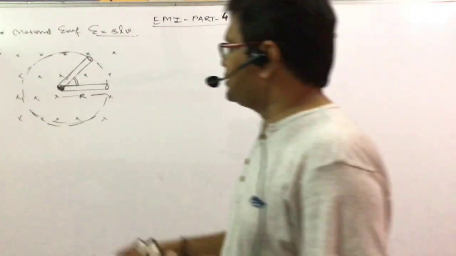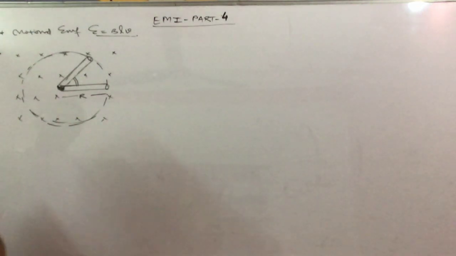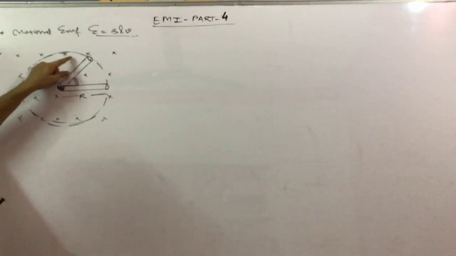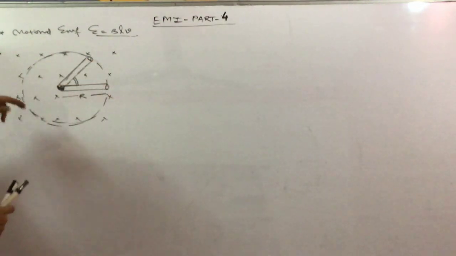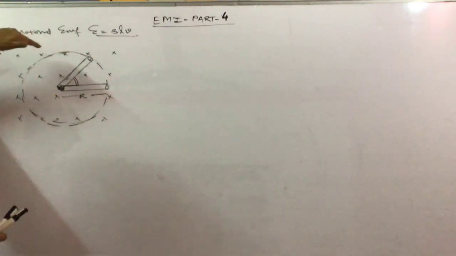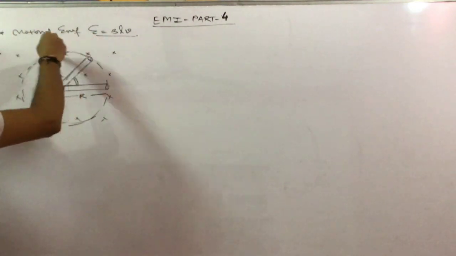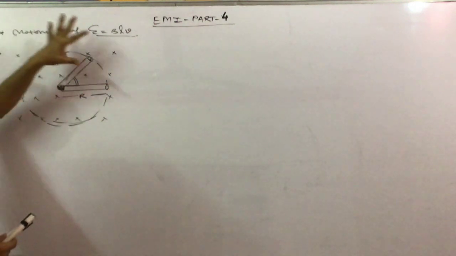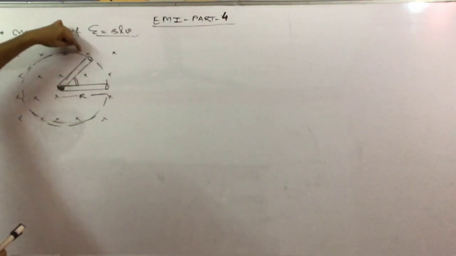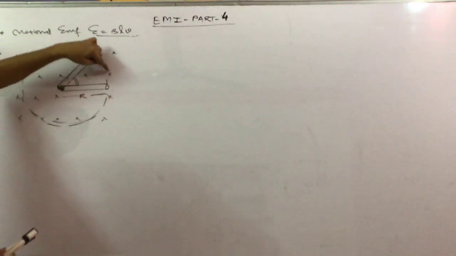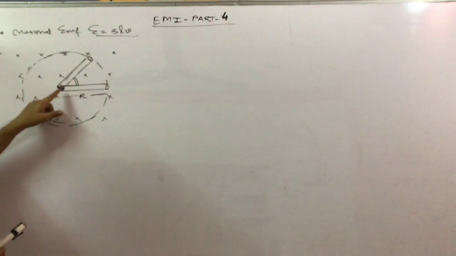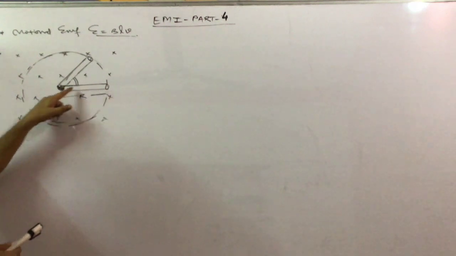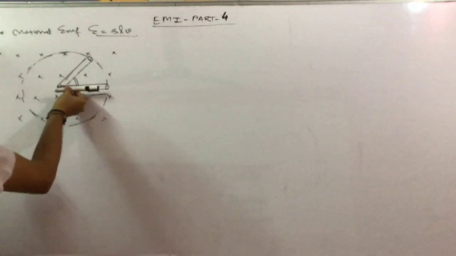So friends, you can see just in front of you there is a diagram. These are the magnetic field lines. You can see crosses. These crosses indicate that the magnetic field lines are going inside the plane of this board. So the magnetic field is going inside. In this magnetic field, there is a circular ring, and at the center there is a metallic rod placed. This is the metallic rod.